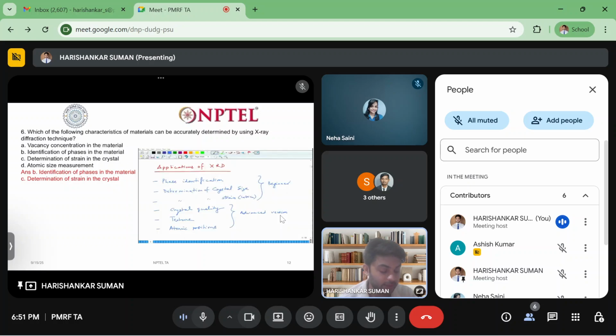As we can see from the application from the lecture: phase identification, determination of crystal size, the strain, lattice, advanced texture. Now we can calculate also the atomic position, texture, and crystal quality. Next question: which of the following is the diffraction condition for the diffraction from the body centered cubic? That is, we have calculated this already. Now please give me the correct answer.